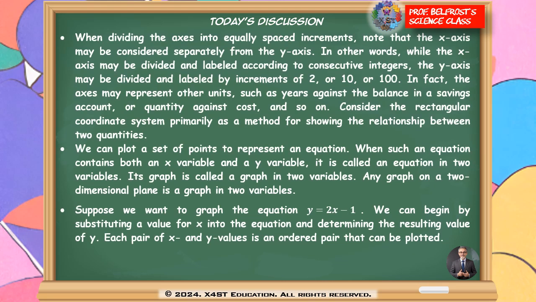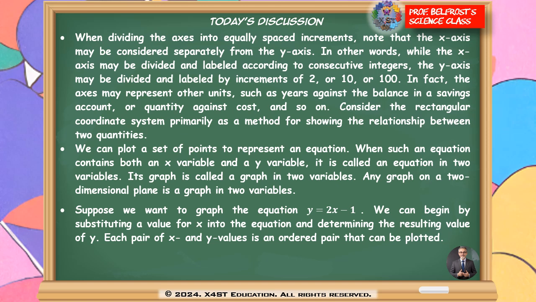So when we divide the axes into equal-spaced increments, the x-axis may be considered separately from the y-axis. In other words, while the x-axis may be divided and labeled according to consecutive integers, the y-axis may be divided and labeled by increments of 2 or 10 or 100. It is up to you. It's your choice. In fact, the axes may represent other units such as years against a balance in a savings account, or quantity against cost, and so on. So consider the rectangular coordinate system primarily as a method for showing the relationship between two quantities.